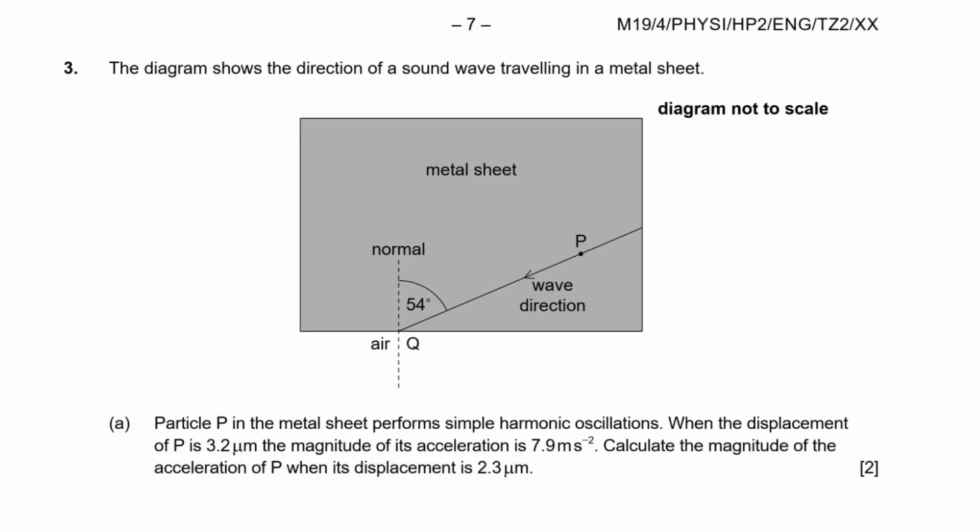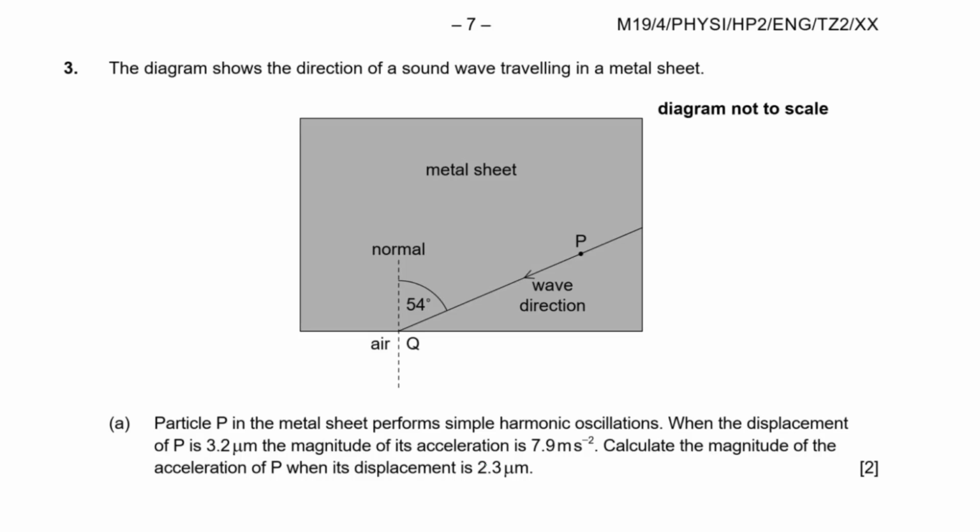The diagram shows the direction of a sound wave traveling in a metal sheet. Question A. Particle P in the metal sheet performs simple harmonic oscillations. When the displacement of P is 3.2 micrometers, the magnitude of its acceleration is 7.9 meters per second squared. Calculate the magnitude of the acceleration of P when its displacement is 2.3 micrometers.